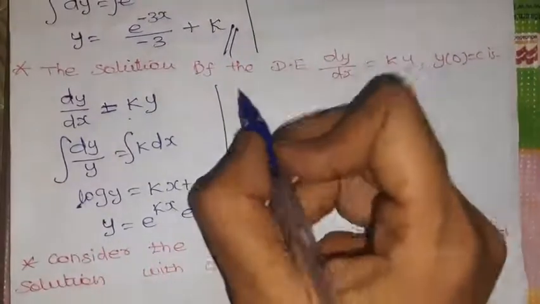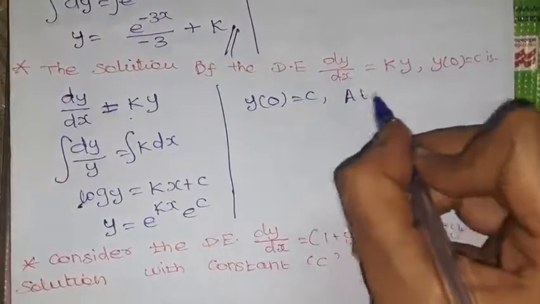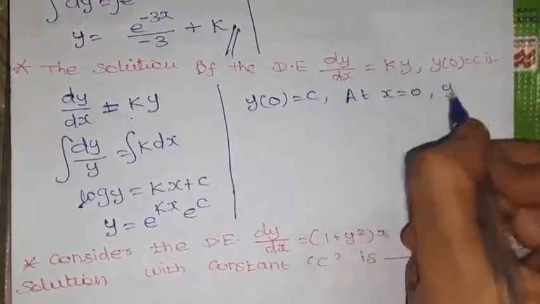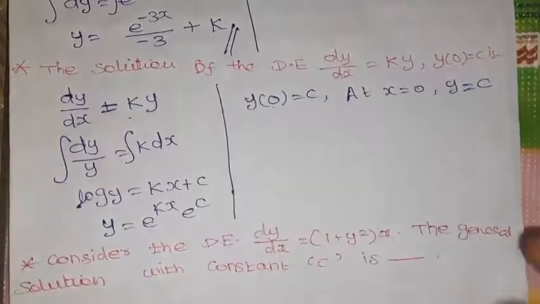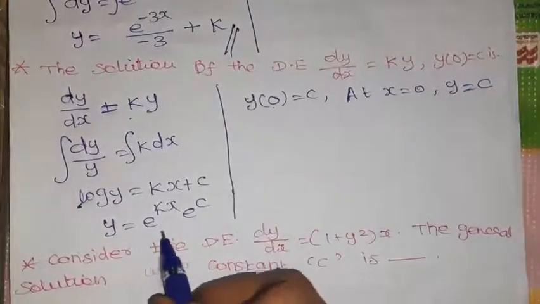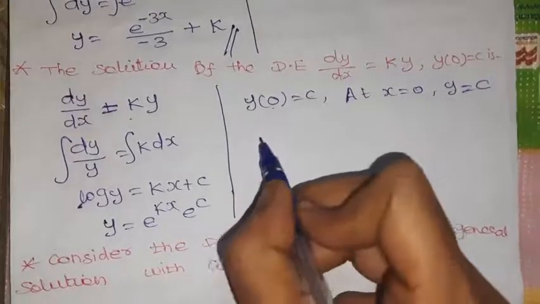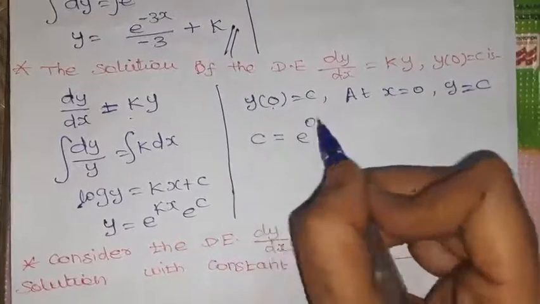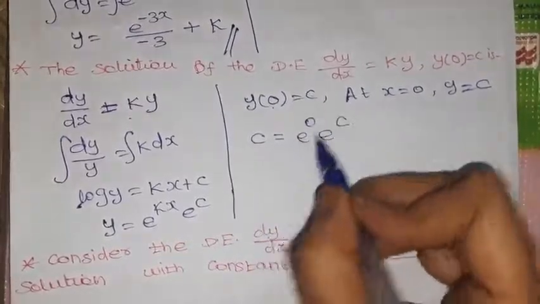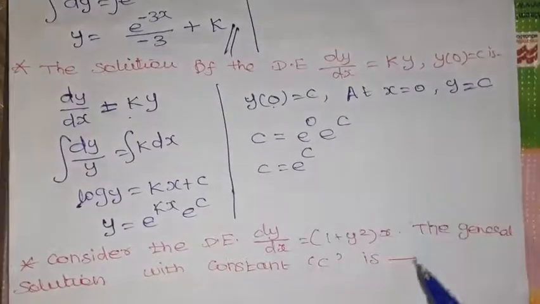Then what is given? y of 0 equal to c, which means that at x equal to 0, y value equal to c. At x equal to 0, y equal to c. Okay. Now substitute x equal to 0 and y equal to c in this equation. So y equal to c equal to e power k into 0, into e power c. So e power 0 is 1 only. So c equal to e power c.